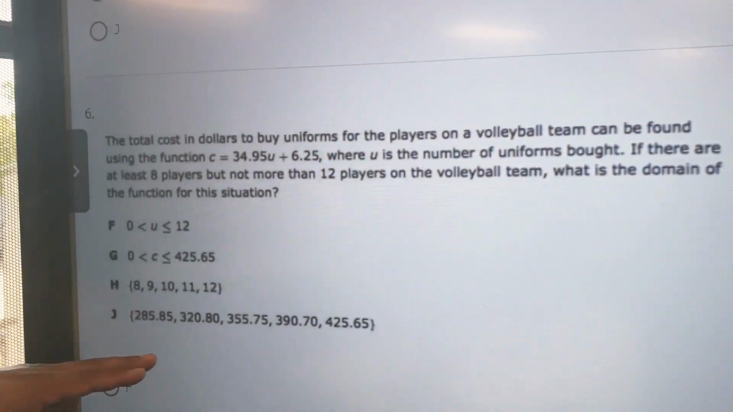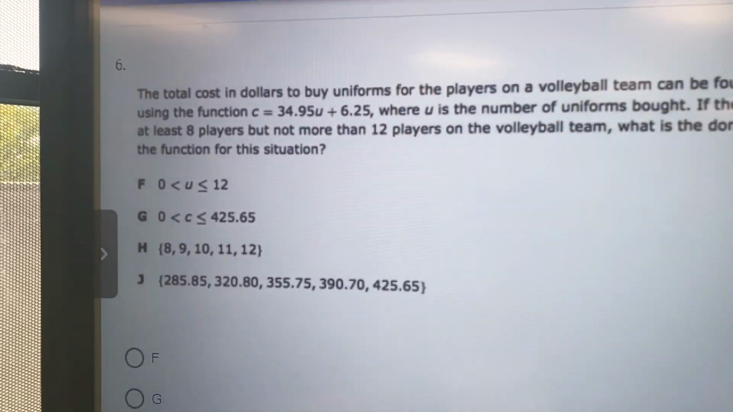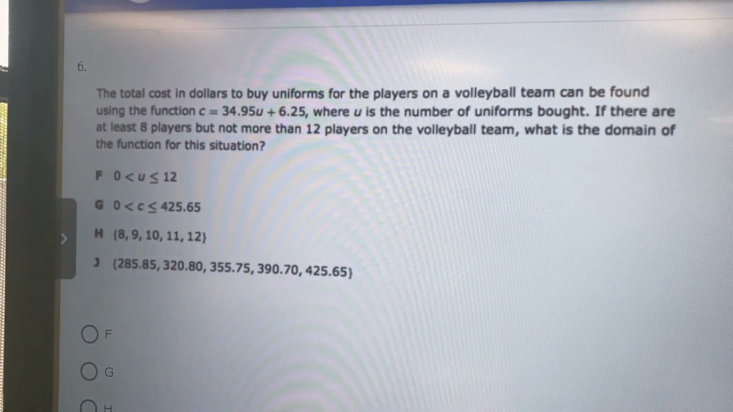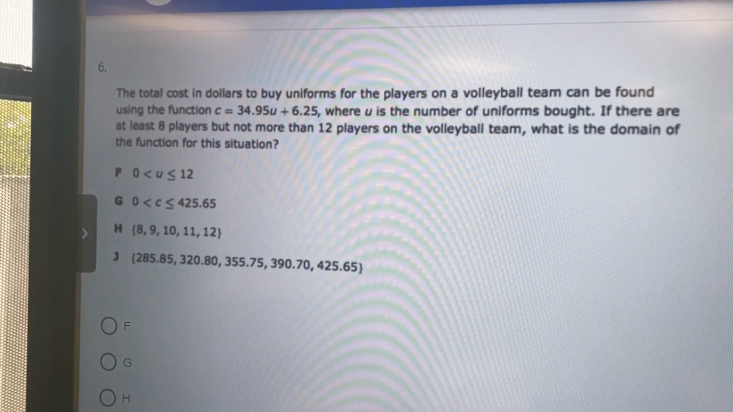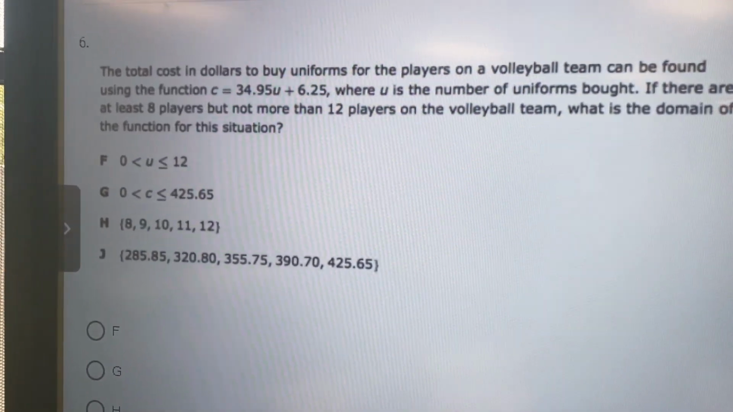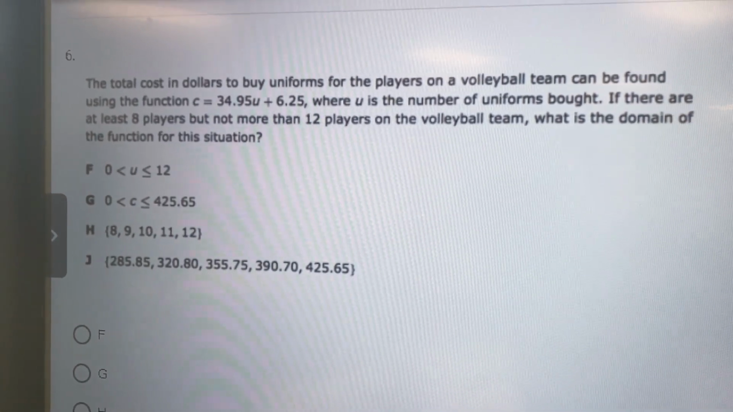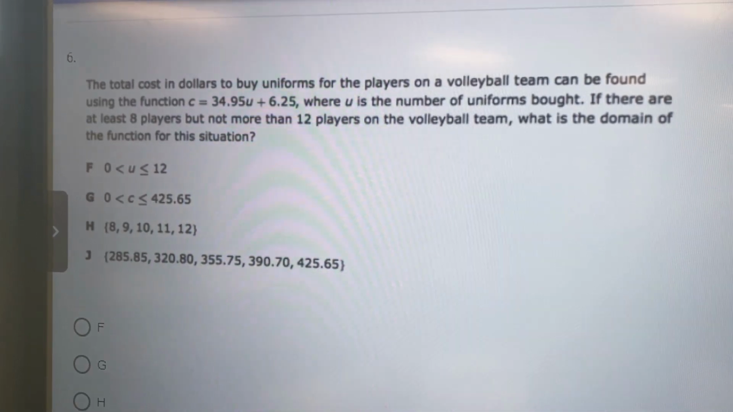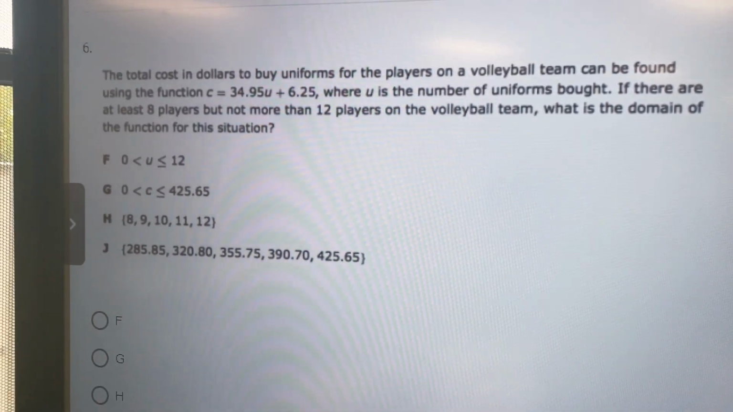So I have the total cost in dollars to buy uniforms for the players on a volleyball team can be used. The function C equals 34.95U plus 625, where U is the number of uniforms bought. If there are at least 8 players, but not more than 12 players on the volleyball team, what is the domain for this function? Okay, here we go.